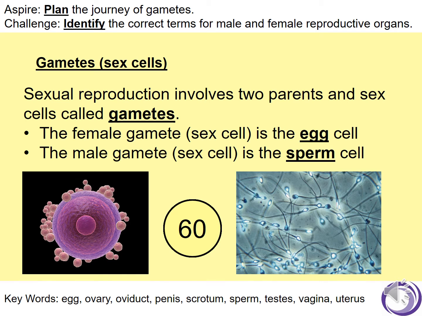But for now, let's just learn the principal parts, which are female gamete, egg cell, male gamete, sperm cell. So I'd like you now please to put the title of gametes and then in brackets sex cells, underline that clearly please, and I'd like you to put that opening sentence and the two bullet points that are there. So you've got a minute to do that please.